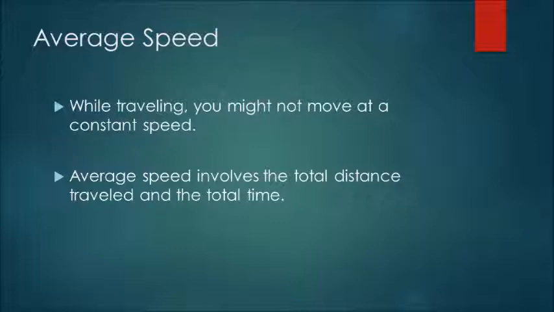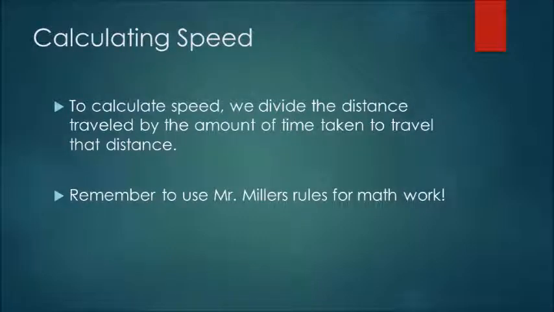The other type of speed is average speed. When you're traveling, you might not always be moving at the same constant speed. You might get stopped at a stoplight, or you might have to slow down because someone in front of you is going slower. So you're not always going at the same speed. Average speed involves the total distance traveled and the total amount of time it takes. To calculate speed, we divide the distance traveled by the amount of time it takes to travel that distance. So it's distance divided by time. And remember, we always need to use Mr. Miller's rules and his steps when we do any math work in his class.